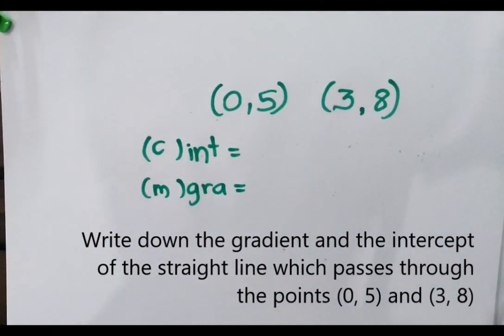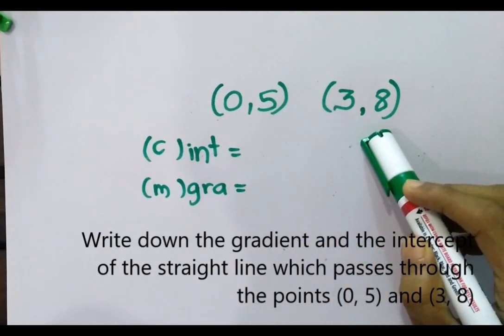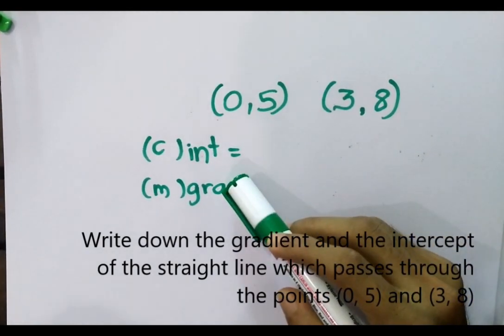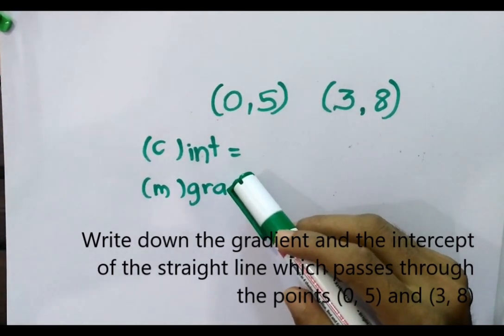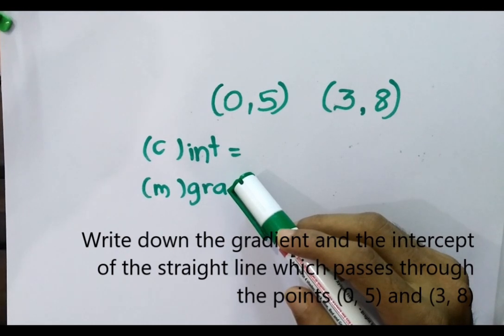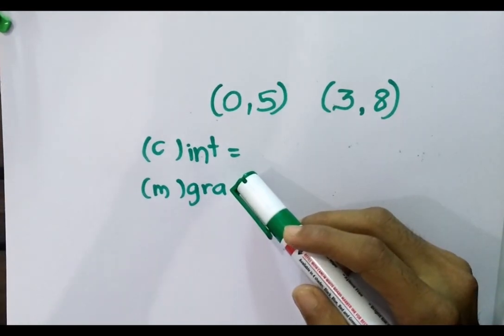So this time they are asking us to find the gradient and the intercept. So how to find them? They have given two coordinates. Okay, so what is the intercept? Intercept means the line which goes through the y-axis, which intercepts the y-axis. So that means the value of y should be 0. Sorry, the value of x should be 0, because when x is 0, then that should go through the y-axis.